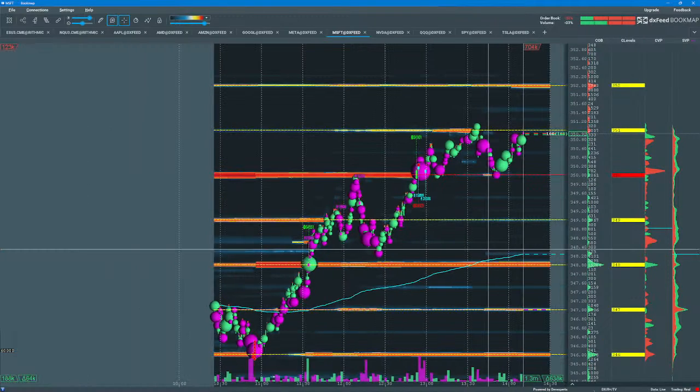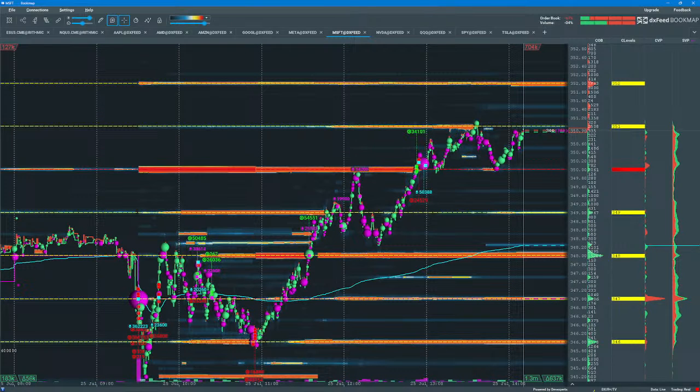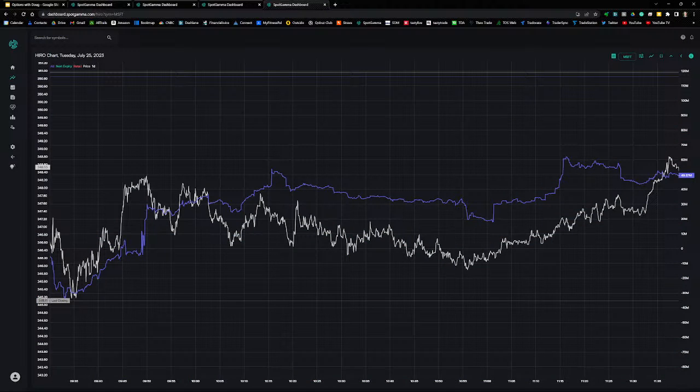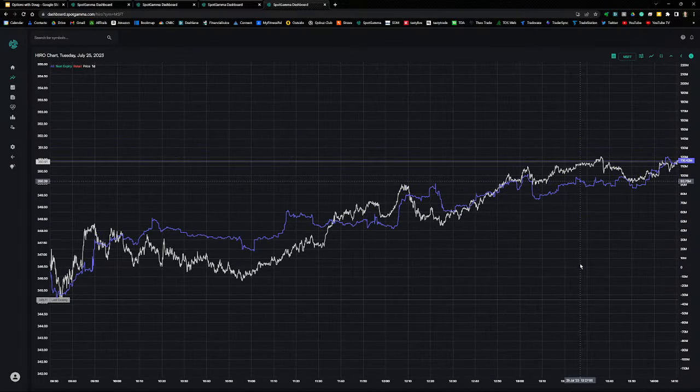Let's go back and take a look at Hero. So no gamma levels in play for Microsoft, but bullish hedging flow, bullish order flow.